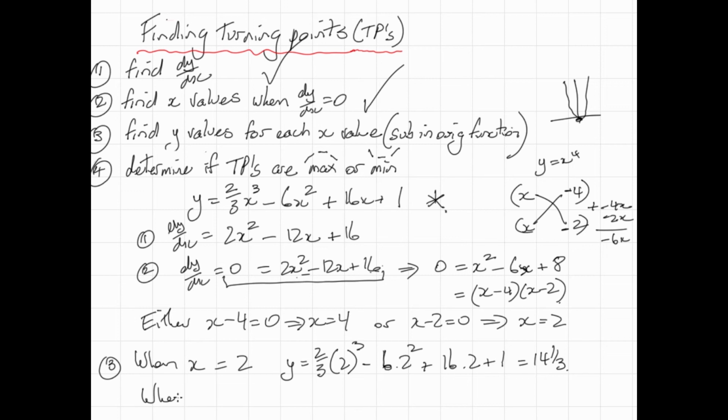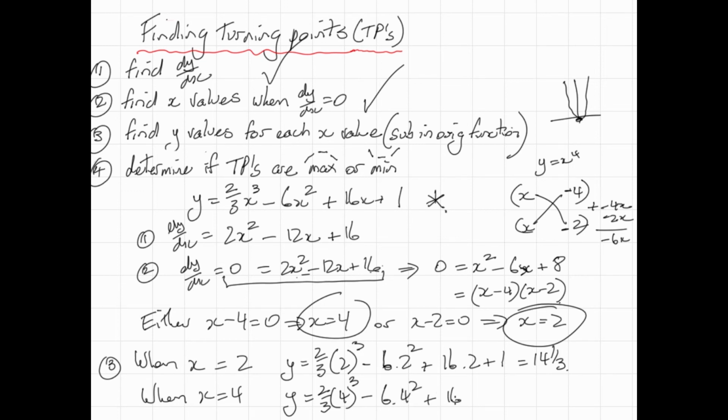And we've also got to find out what y value we get for the other. We've done x equals 2. Now we've got to do x equals 4. You get y equals 2/3 times 4 cubed minus 6 times 4 squared plus 16 times 4 plus 1. And for that we'll get 11 2/3.